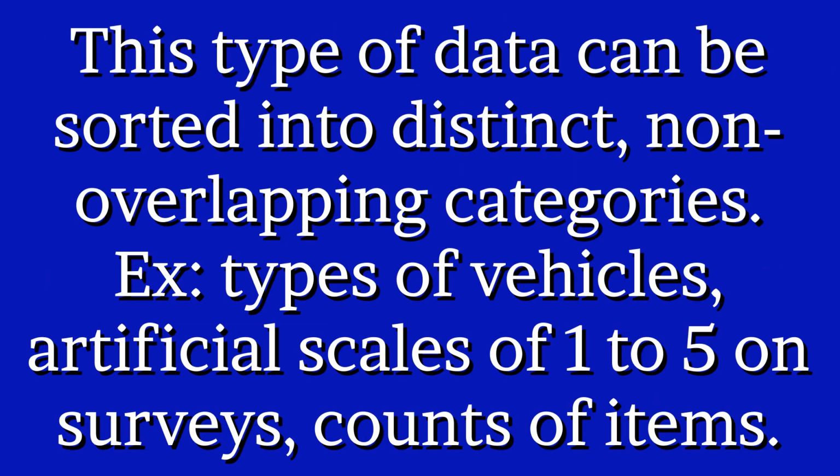This type of data can be sorted into distinct, non-overlapping categories. Examples include types of vehicles, artificial scales of 1 to 5 on surveys, and counts of items. What is discrete or attribute data?